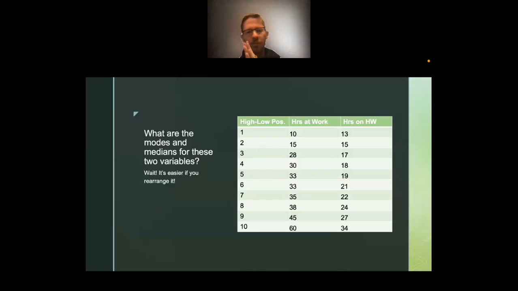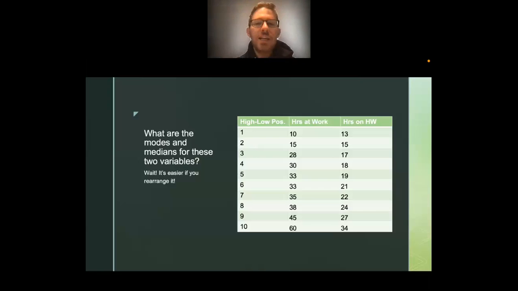So it's right there. Those two are the middle. The mode is also 33 because there are two 33s and no other value is repeated. So that means 33 is the most repeated value. For hours on homework, there is no mode because none of the values are repeated.